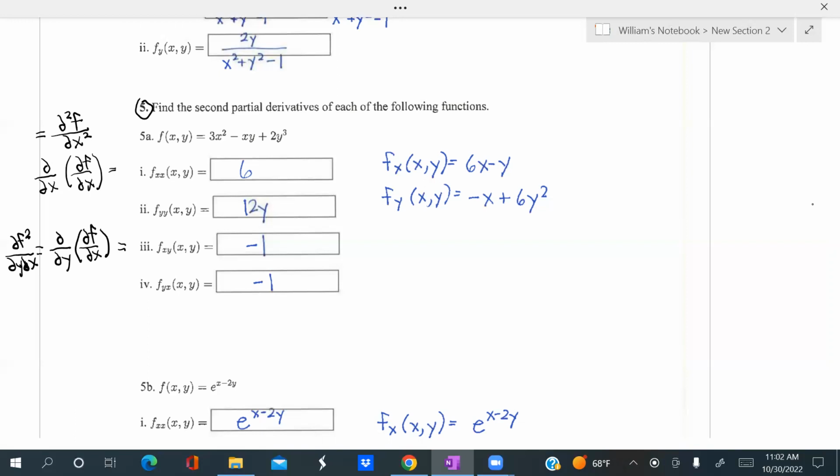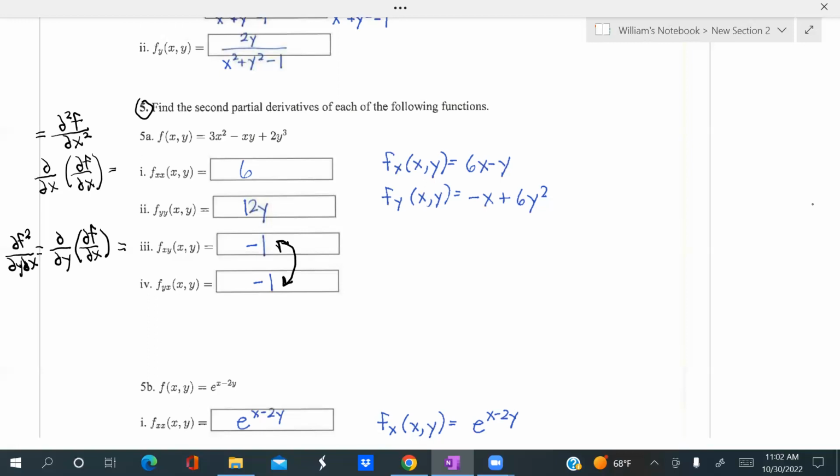And then if you go in the opposite order, first differentiating with respect to y and then differentiating with respect to x. Let's see. When we differentiate with respect to y first, we get minus x plus 6y squared, right? And then we differentiate with respect to x. With respect to x, this term is a constant, so when you differentiate it, you get 0. And when you differentiate minus x with respect to x, of course, again, you get that coefficient, which is minus 1.